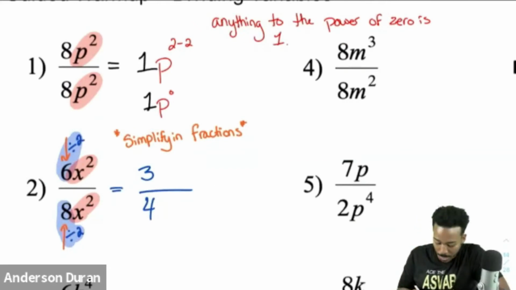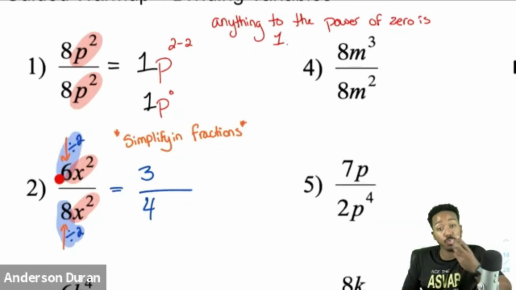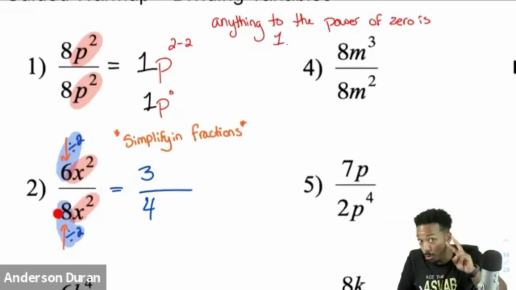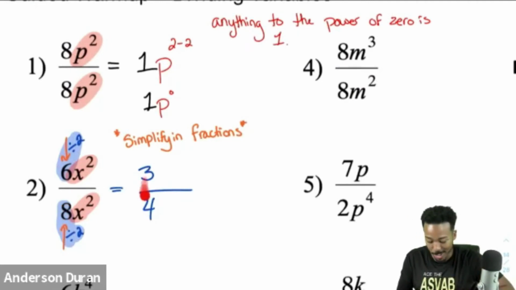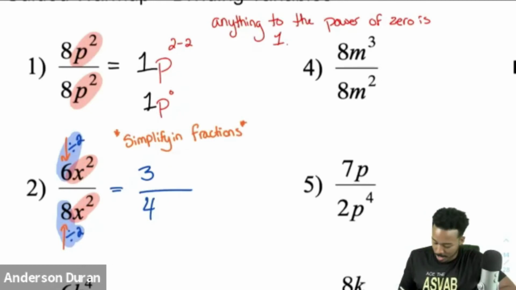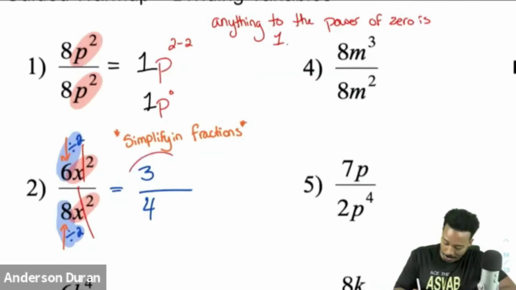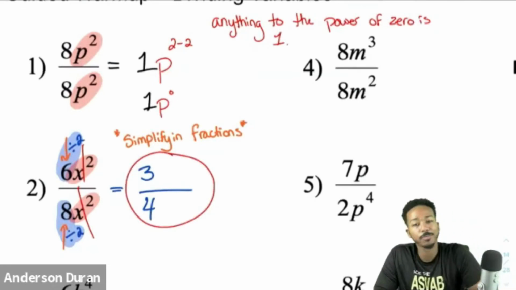Notice how 6 is the same thing as 3 times 2. 8 is the same thing as 4 times 2. The 2's cancel out, so you've got 3 and 4. X squared and x squared, they're going to cancel out. And so all you have left is 3 over 4, and you're good.